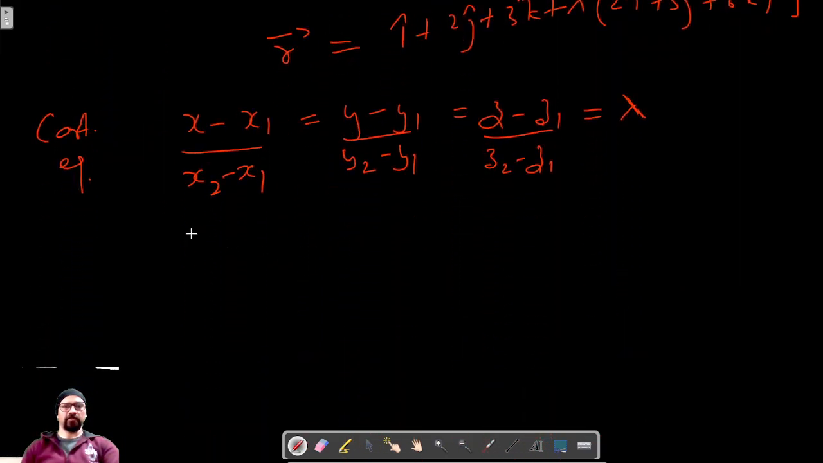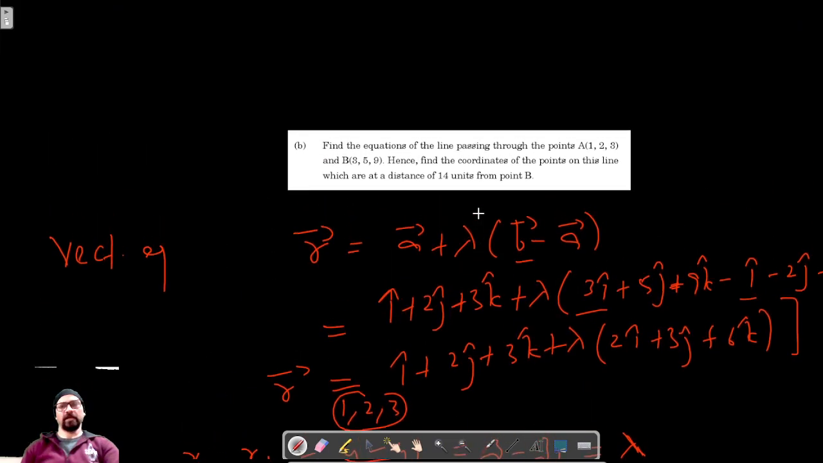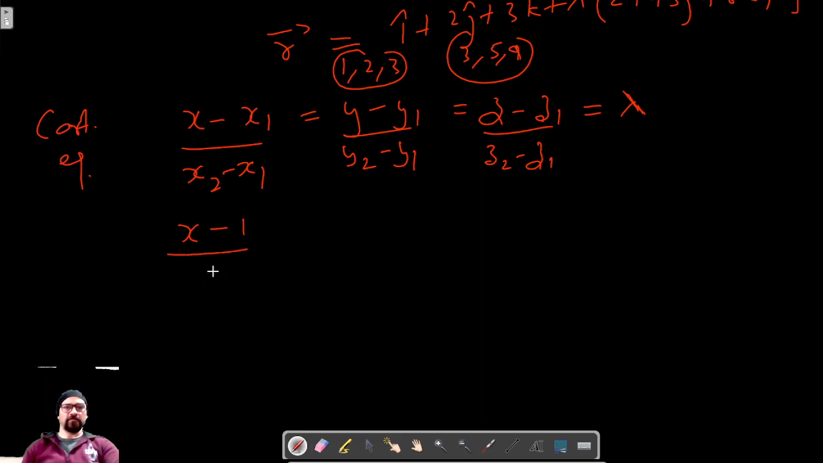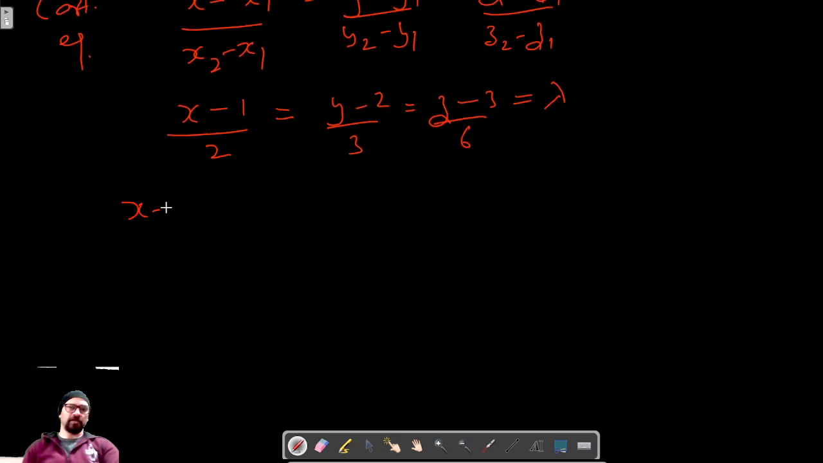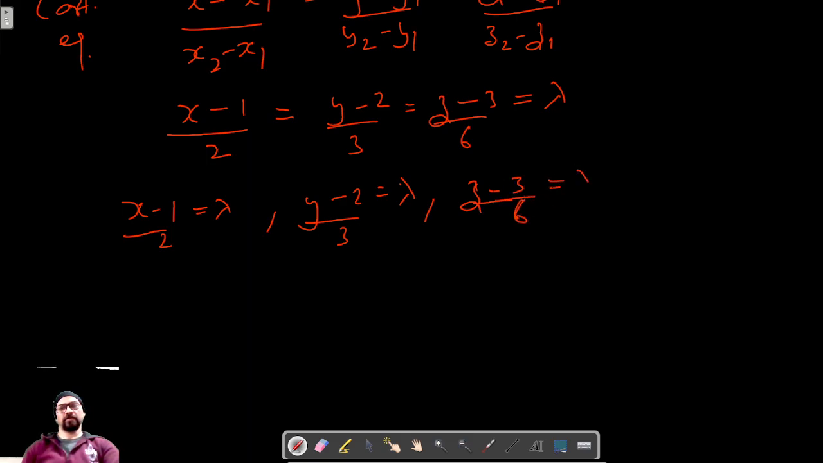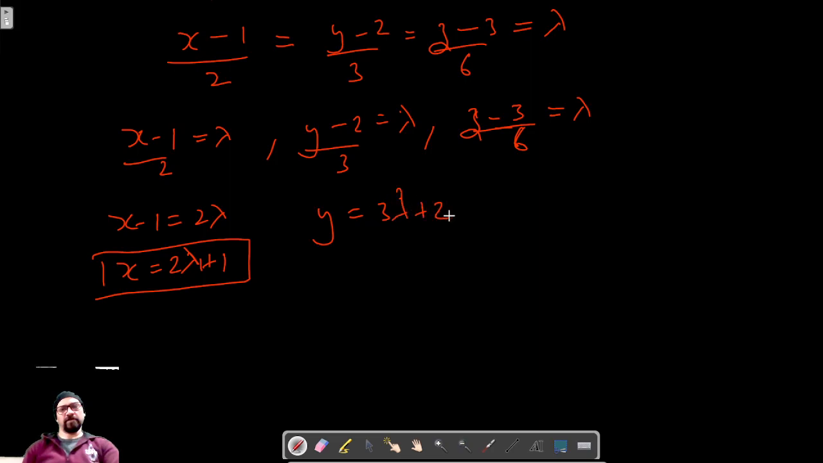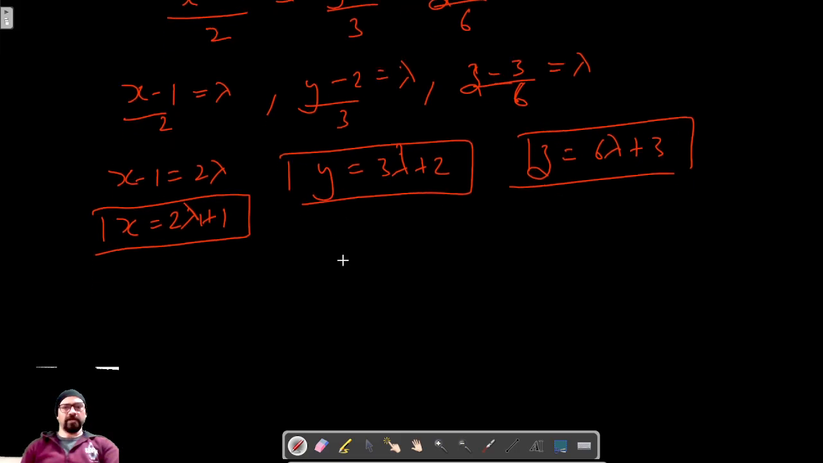Now the points are 1, 2, 3 and 3, 5, 9. So x minus x1 is x minus 1, and 3 minus 1 is 2; y minus y1 is y minus 2, and 5 minus 2 is 3; z minus z1 is z minus 3, and 9 minus 3 is 6. Let's equate it to lambda and get our coordinates in terms of lambda. So z minus 3 by 6 is equal to lambda, and x minus 1 is equal to 2 lambda. So x is equal to 2 lambda plus 1, y is equal to 3 lambda plus 2, and z is equal to 6 lambda plus 3. Okay, so we have x, y, and z in terms of lambda.